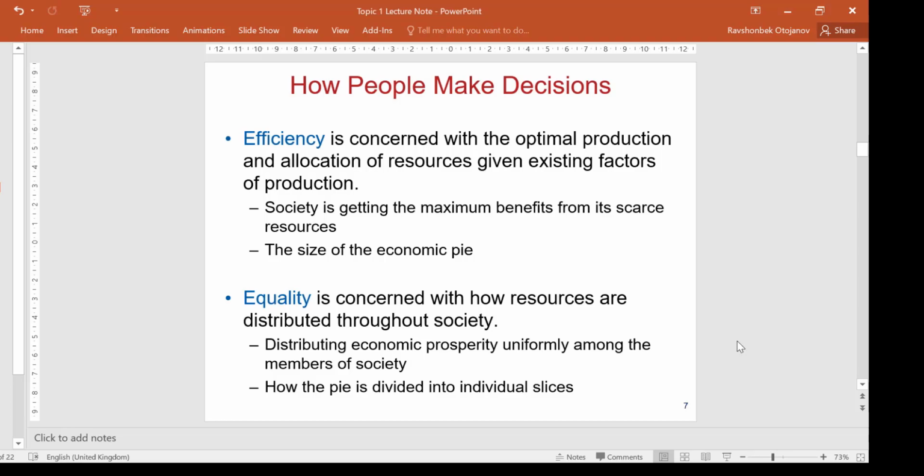Now, equality is about distributing economic prosperity or improving living standards uniformly among the members of society. Or equality is about fairness. It's like having a pie and slicing the pie equally for everyone. So equality is concerned with how the output or the resources are distributed through the society. So let's give some examples on this point.